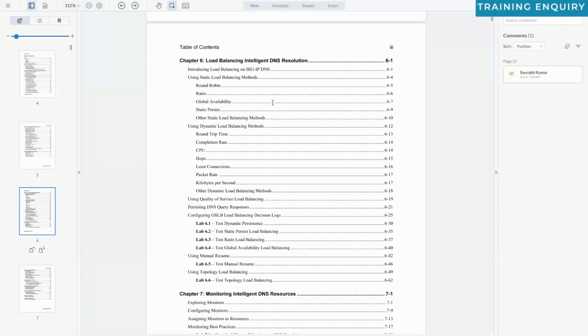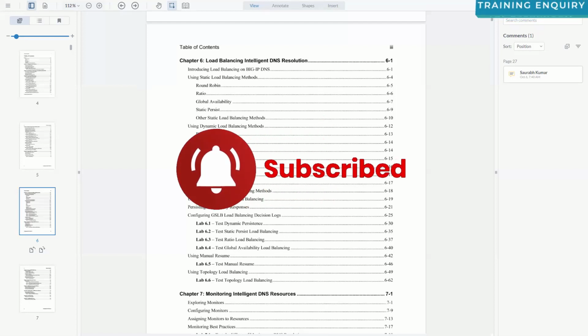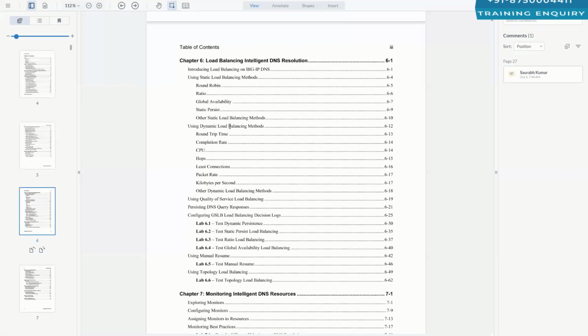There are some, like static persist, which is something that you maybe never heard before, or global availability, which you never heard before, right? So yeah, there are some new load balancing algorithms that are mainly developed by F5 for the DNS module only, and that's what you are going to cover over here, right? And also you have got some dynamic load balancing methods. So you have basically static and dynamic both. It will depend upon the requirements for your application, for your customer, which algorithm should be selected for load balancing purposes.